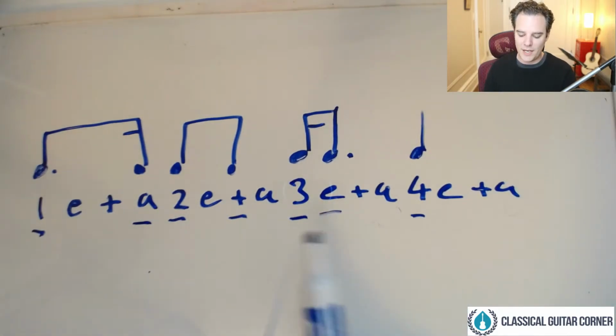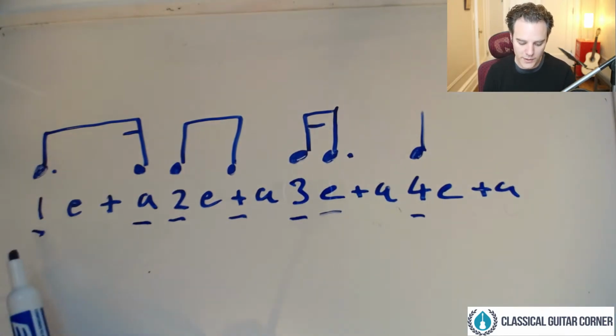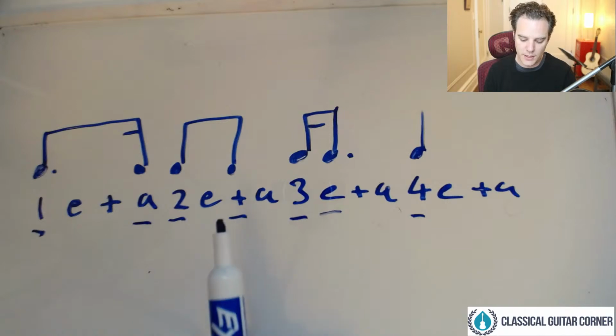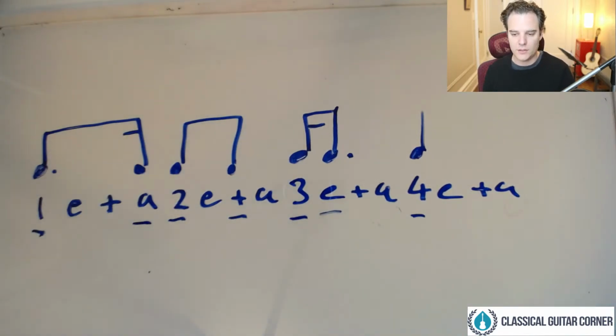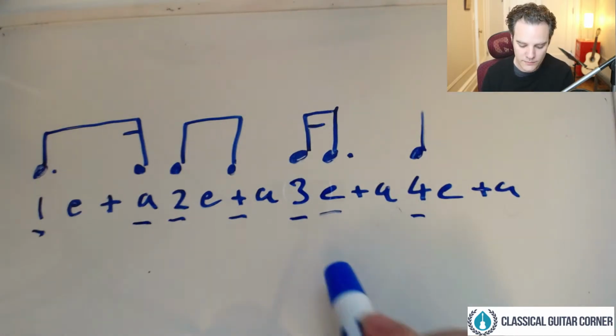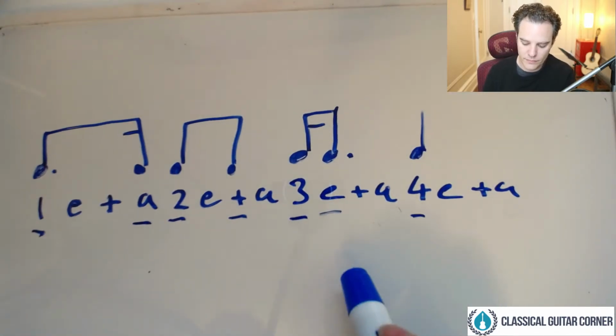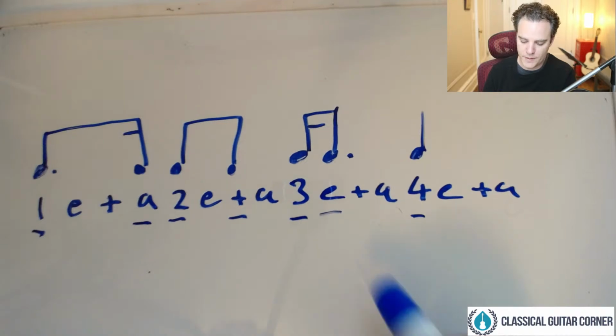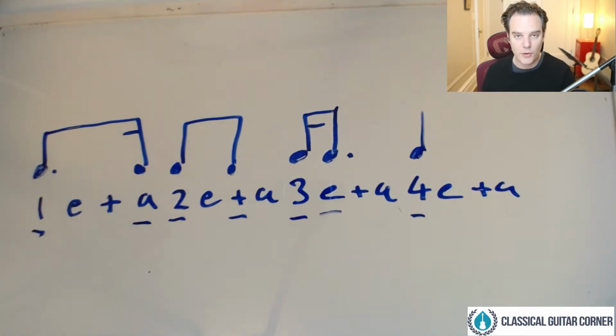I'm going to start on 3 so it's not such a long lead in. 3 E and 4 E and 1 E, 2 and 3 E, 4. Let's try that again. 3 E and 4 E and. Okay, so this is the kind of thing you can practice on your own to get this really dialed in.